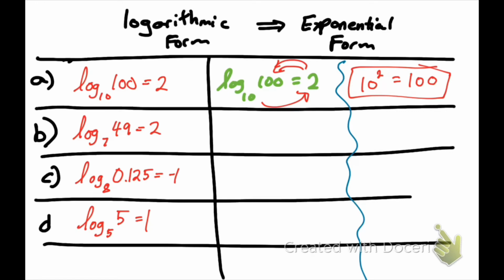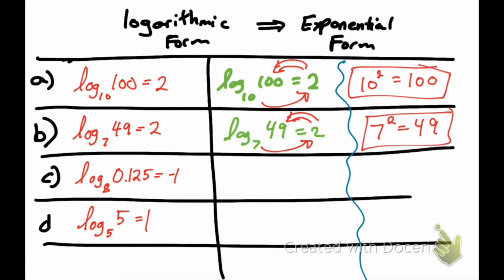I'll do one more, and you guys can try the next two on your own. So we have log base 7 of 49 equals 2. We're going to recycle this, and that will give me 7 squared equals 49. That's my exponential form. I'm going to pause the video, try C and D on your own. We'll correct them together.